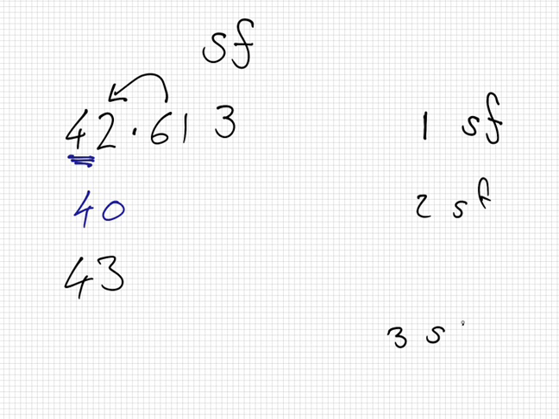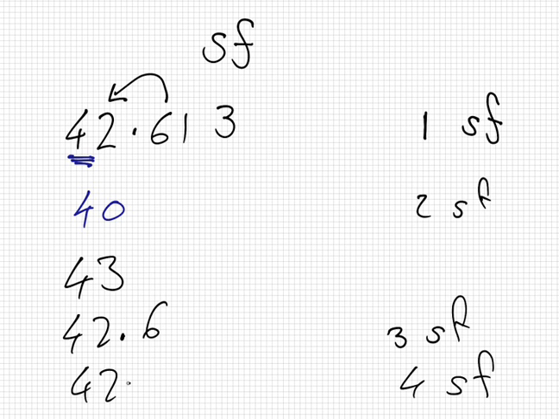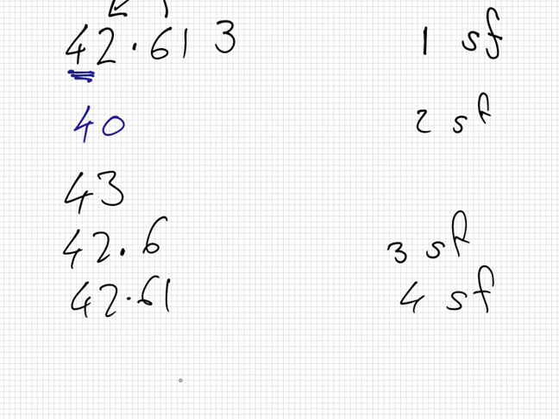3 significant figures, 42.6, and then 4 significant figures, 42.61, and then 5 significant figures, 42.613. Now you have to be careful if it starts with a 0. Okay, so I'll do that one next.